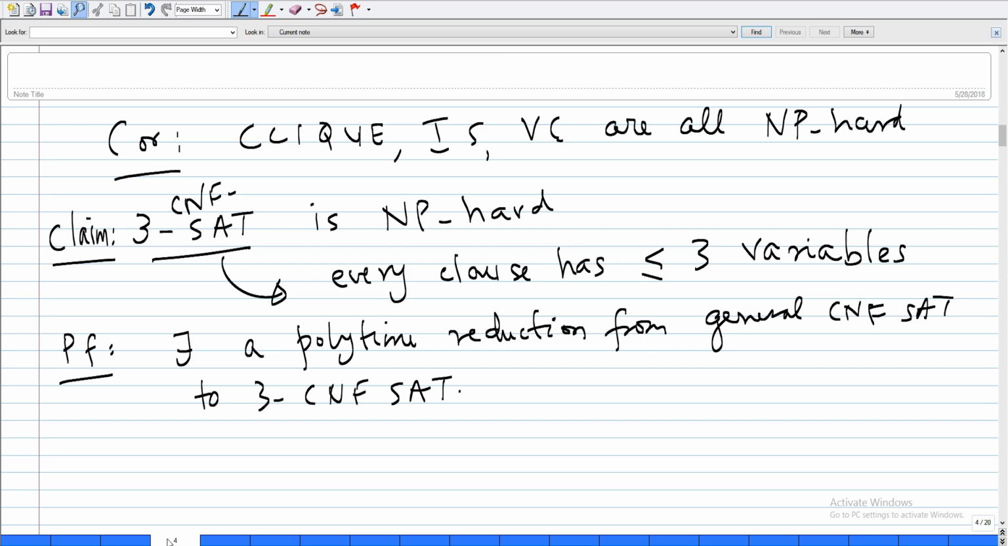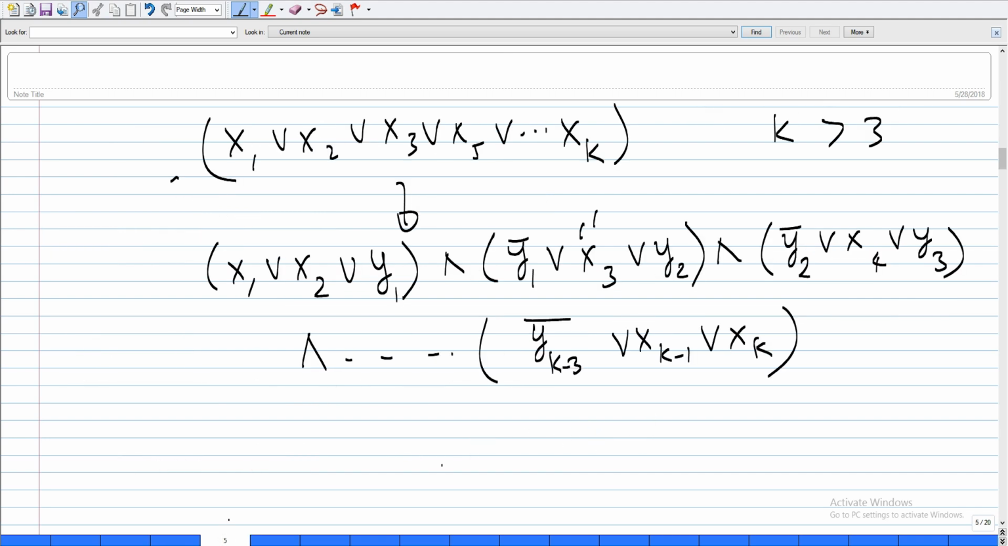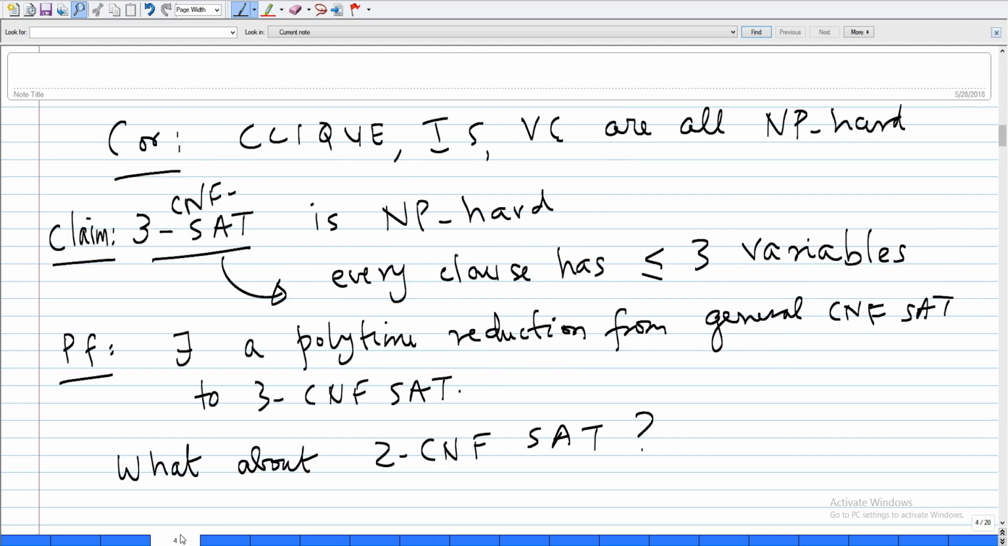Now, you can ask, what about 2 variables per clause, right? Can I do a similar kind of reduction? If I have 3 variables in a clause, can I break it up into 2 and do this kind of thing? We do not know, but this is solvable in polynomial time.